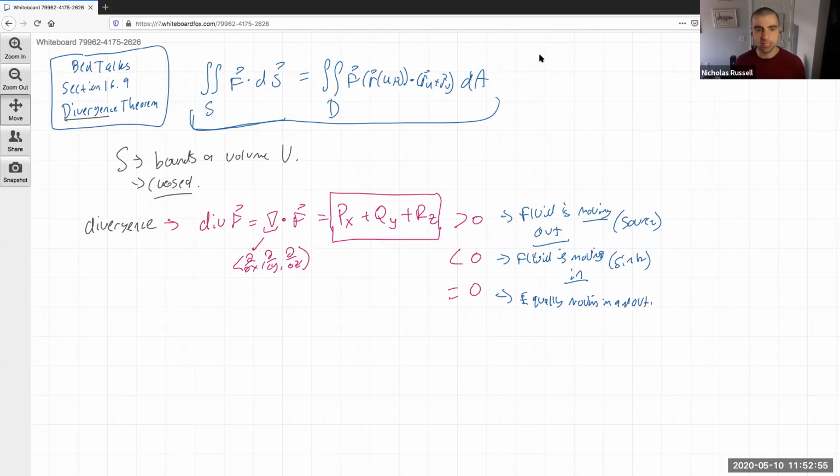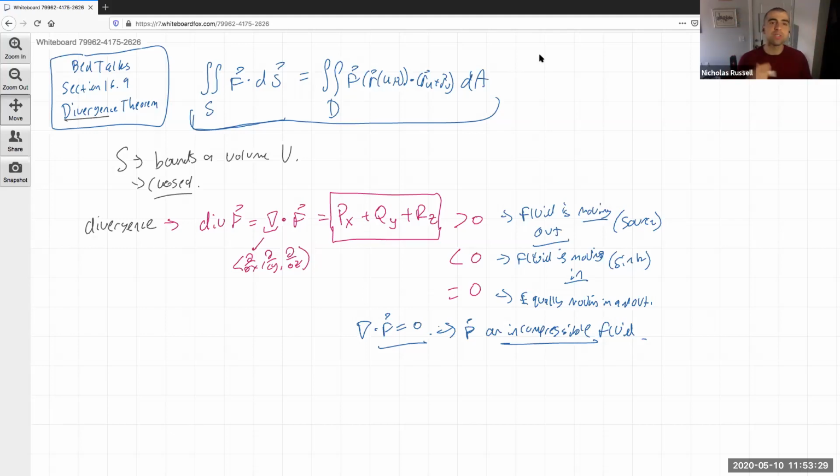And what's really interesting is if we find that the divergence of F is always 0, we call that F an incompressible fluid. That's a really weird name for it. Water, for instance, is an incompressible fluid. What that means is the amount of water going into a point is the same as the amount of water going out of that point. Every single point has the same amount of fluid moving in and out.